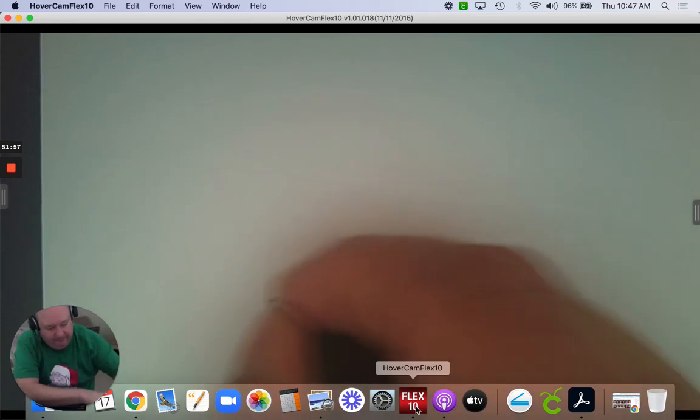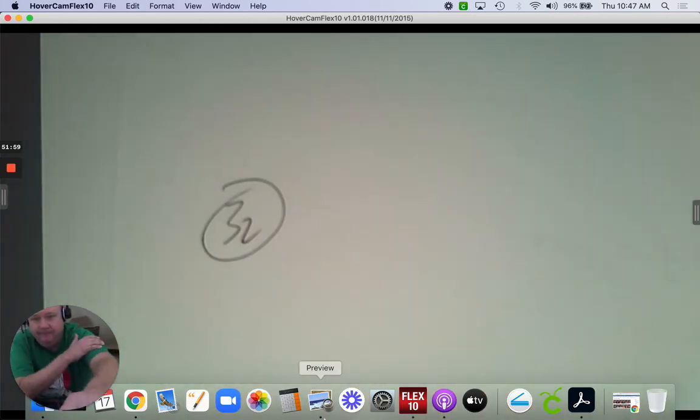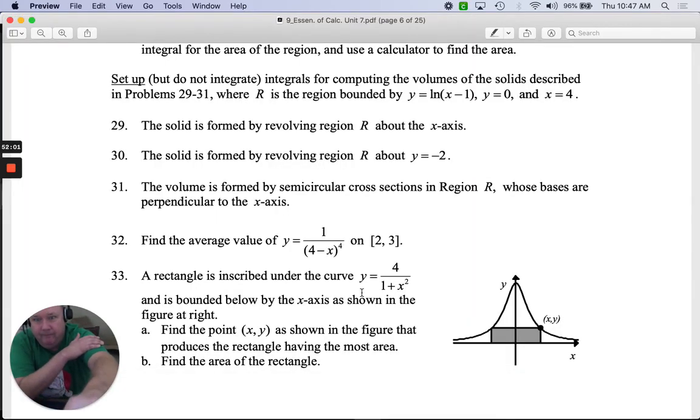For number 32, it says find the average value of that function from 2 to 3. So the average value is an integration question where you integrate from 2 to 3 and you're integrating that function. So I'm going to write that calculus friendly: 4 subtract x to the exponent -4, and then you divide by the difference of the bounds.